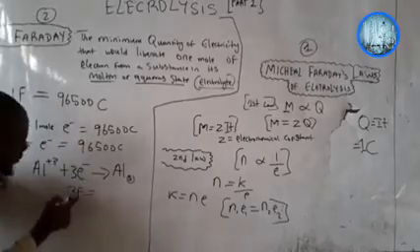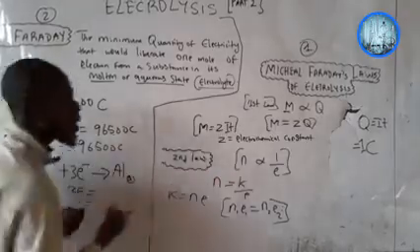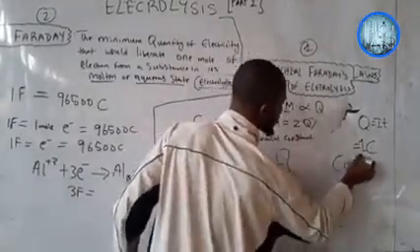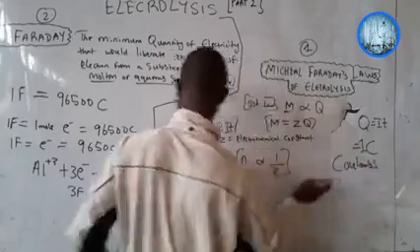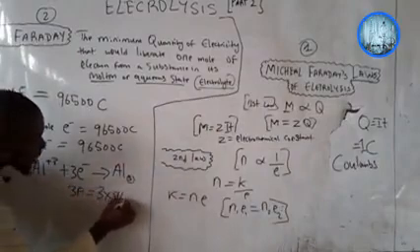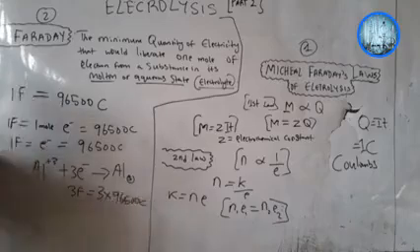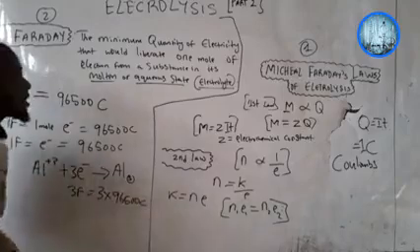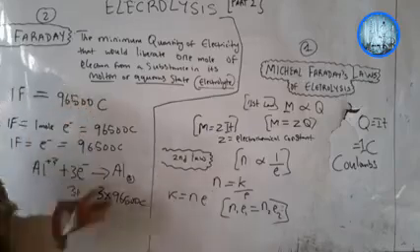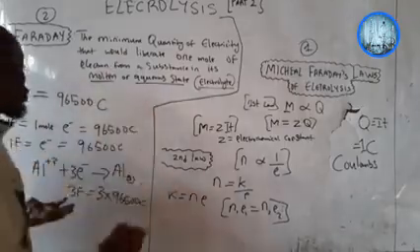And what would be the equivalent of this Faraday in coulombs? 3 multiplied by 96,500 coulombs. With that being said, this marks the end of this video, and there will be a part 3 of this showing us how to do calculations on electrolysis.